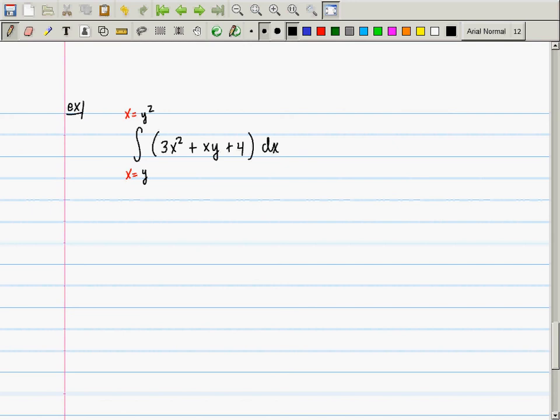So we're supposed to compute the antiderivative of this with respect to x, assuming that y is a constant. So what is the antiderivative of 3x squared? It's x cubed. Now here's something interesting. What's the antiderivative of xy with respect to x?